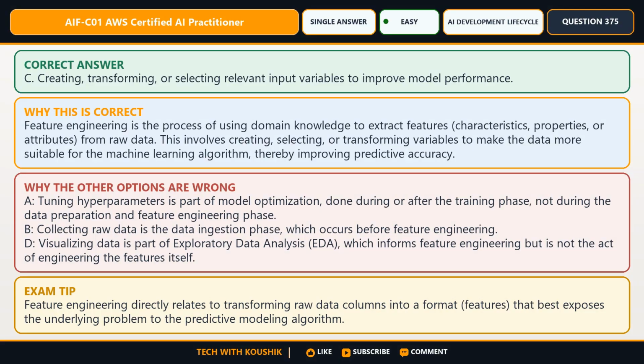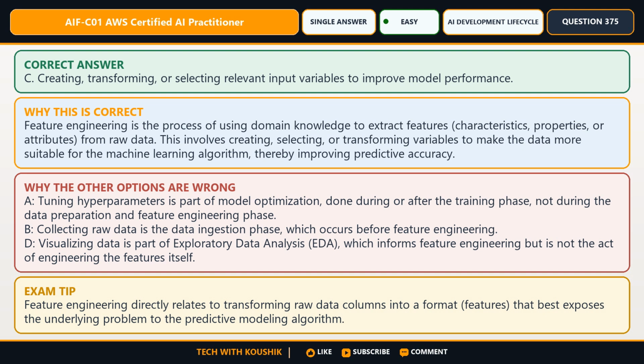The best answer is C, creating, transforming, or selecting relevant input variables to improve model performance. This option satisfies the complete requirement because feature engineering is the process of using domain knowledge to extract features, characteristics, properties, or attributes from raw data. This involves creating, selecting, or transforming variables to make the data more suitable for the machine learning algorithm, thereby improving predictive accuracy.